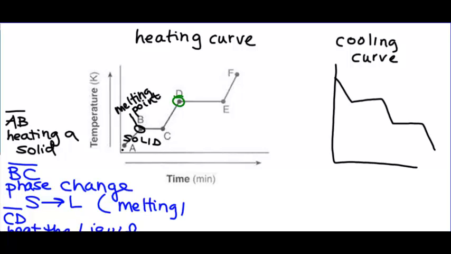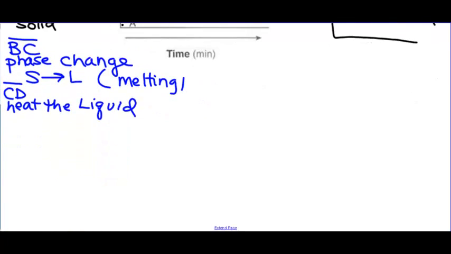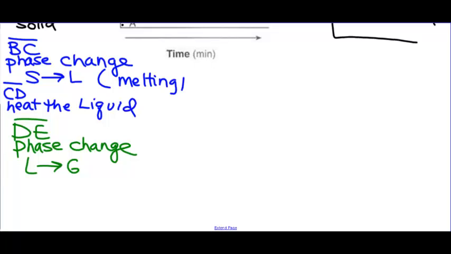So point D represents the boiling point. This is when we have only liquid and we're heating it up, and point D represents the boiling point. So from D to E, that's flat. What's happening? Phase change. From D to E. And the phase change this time would be from liquid to gas, which you can call many different things. You might call it boiling, or you could call it vaporization.